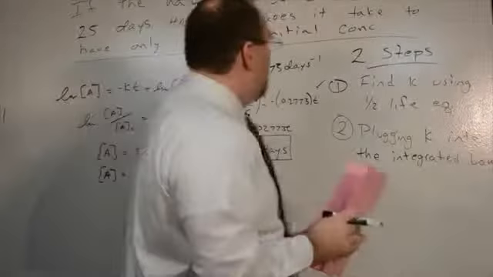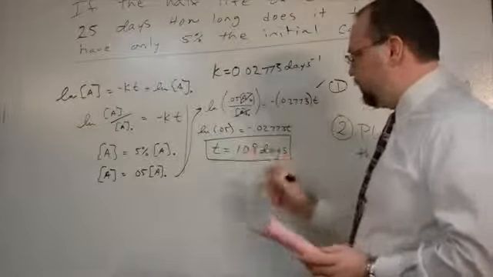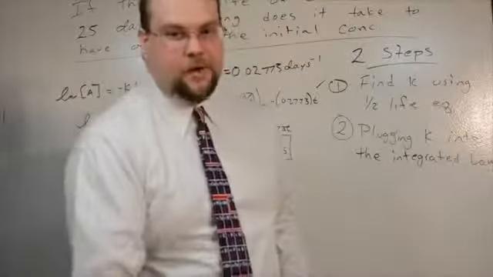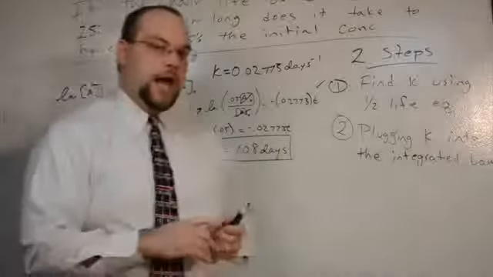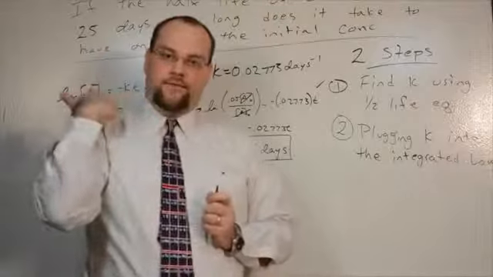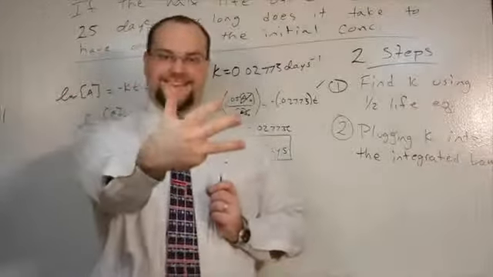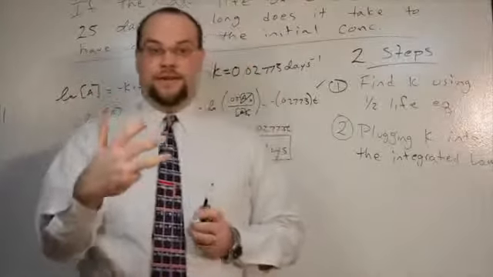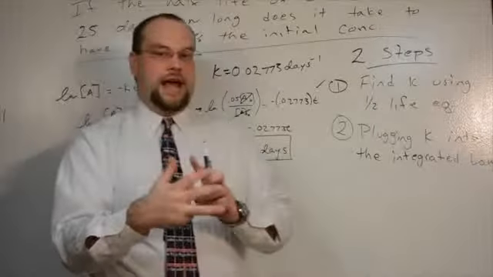So the question said, how long does it take to get to 5% of the initial concentration? The answer is 108 days. Let's take a second, let's stop, and let's think about that. So my half-life is 25 days, okay? And I need to get to 5%. So 1 half-life is 50%, 2 half-lives is 25, 3 is 12.5, 4 half-lives is 6.25, and I'm going to stop there because I don't want to divide that in half and look like an idiot. So it's going to be a little bit more than 4 half-lives.